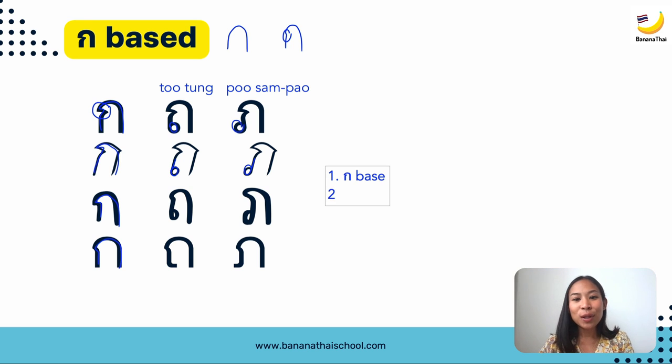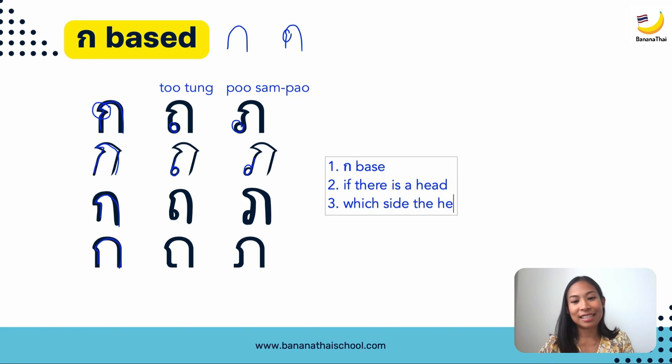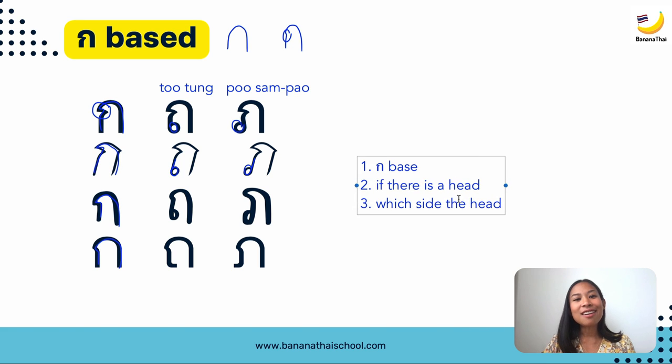Second one, you look at the head, if there is a head or not. And last one, which side of the head you see. Okay, so to differentiate between กอไก่, ท้อถุง and พอสัมเภา, and also see from other types of fonts like the handwriting font and the modern font, as you can see, if you put the head on it, you can already see it's ท้อถุง in this direction. Put the head on top this way, this is พอสัมเภา.